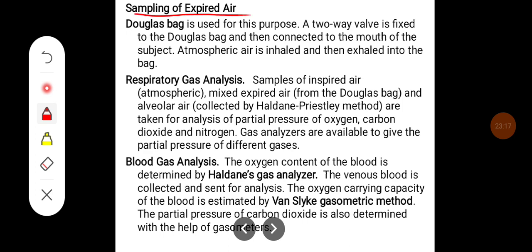Sampling of expired air. The Douglas bag is used for this purpose. A two-way valve is fixed to the Douglas bag and then connected to the mouth of the subject. The atmospheric air is inhaled and then exhaled into the bag.